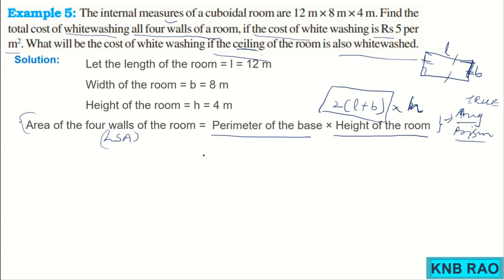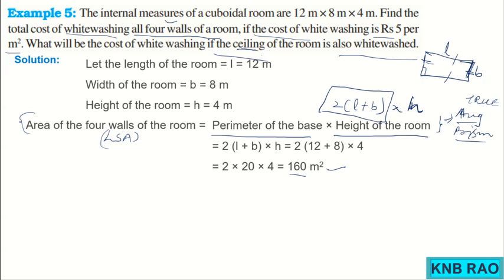So moving on to the question, now 2 times of (12 plus 8). We will do 2 into (12 plus 8), that is 2 into 20. 2 into 20 is 40, into the corresponding height 4, that is 160 meter square, the lateral surface area, which gives us the area of the four walls.